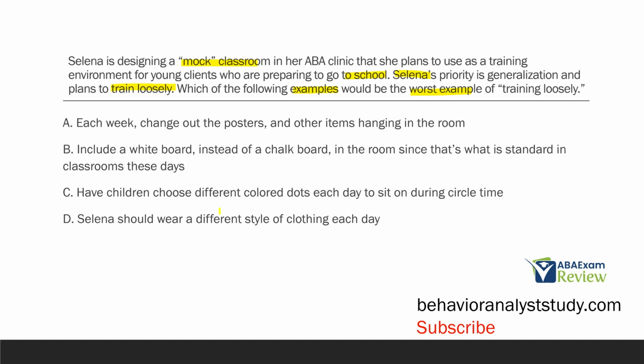And then D, Selena should wear a different style of clothing each day. Selena's clothing is non-critical to the real school environment. It could mirror what the teacher wears. It might not. It isn't critical, but Selena's going to vary it anyway. A, C, and D involve Selena varying non-critical aspects of the environment, whereas B, she's including a critical aspect. So the worst example of training loosely would be B.